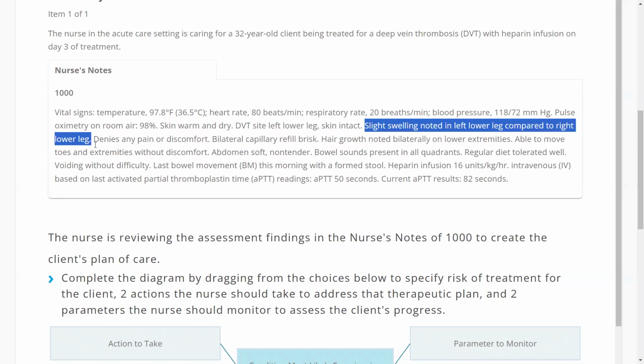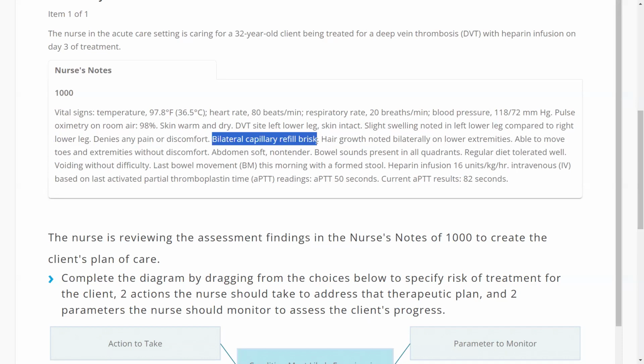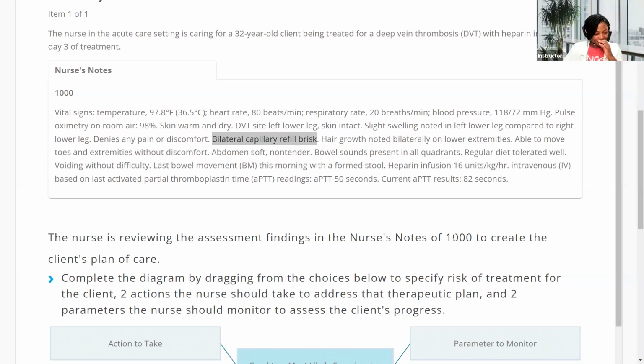All right. They are denying pain or discomfort, which is great. They have bilateral capillary refill that's brisk, which is good. That means they've got good blood flow. Thank you for that information. All right, hair growth is noted bilaterally on lower extremities, which is good. Hair is growing, which means that there's likely good flow, good perfusion to the area, etc. All right, the patient is able to move their toes and extremities without discomfort.